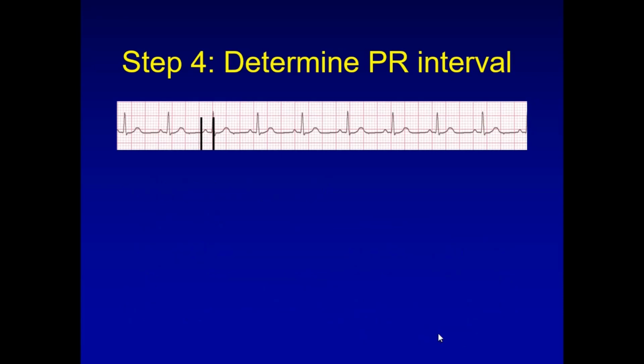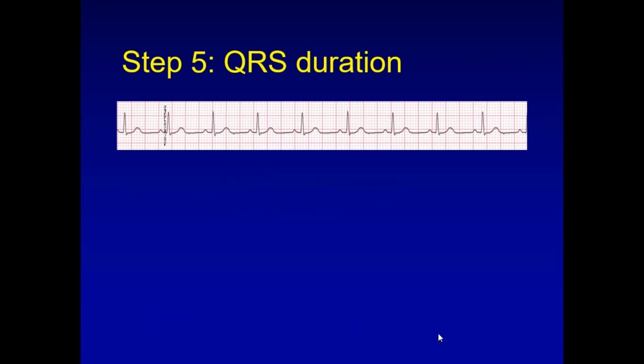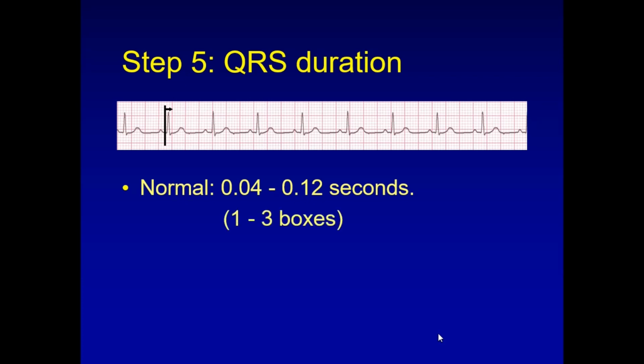Fourth, PR intervals. Normal PR interval is 0.12 to 0.20 seconds, that is 3 to 5 boxes. You can self-interpret the strip. And fifth, QRS duration. Normal QRS duration is 0.04 to 0.12 seconds, that is 1 to 3 boxes. Self-interpret the strip. Okay, now summarize the rhythm and interpret the strip.